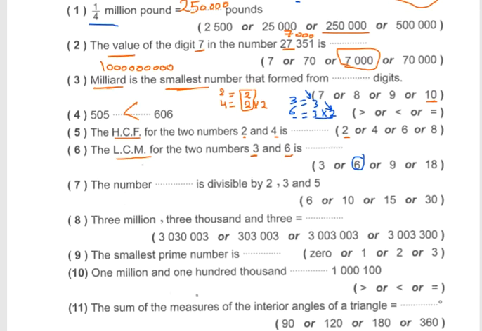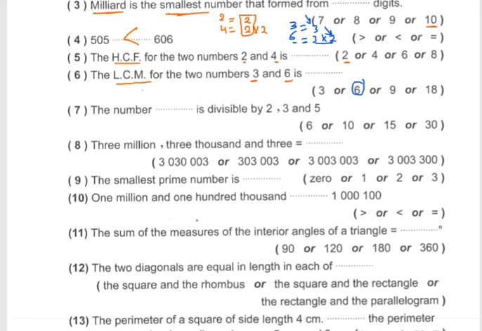The number is divisible by 2, 3 and 5. We have 2, 3 and 5. He said divisible, so we multiply. 2 times 3 equals 6. 6 times 5 equals 30. So here we choose what? 30.